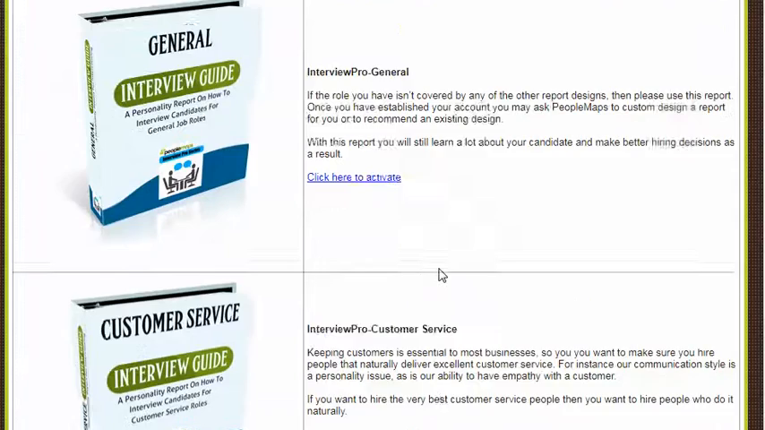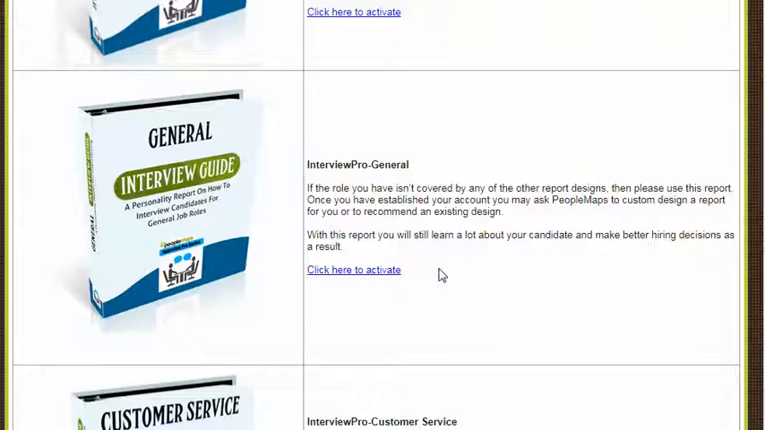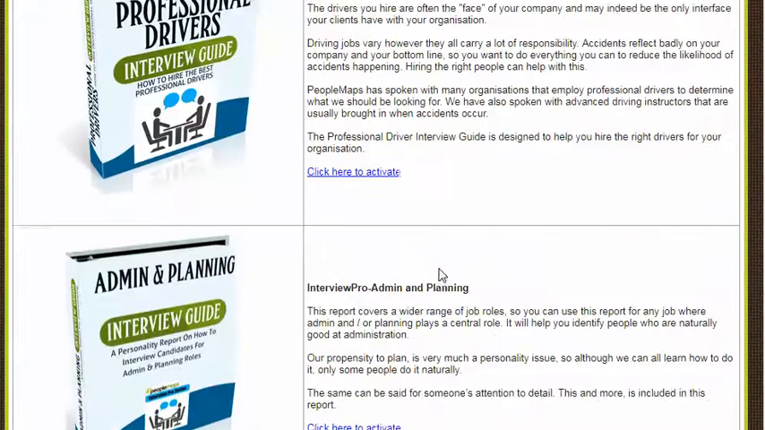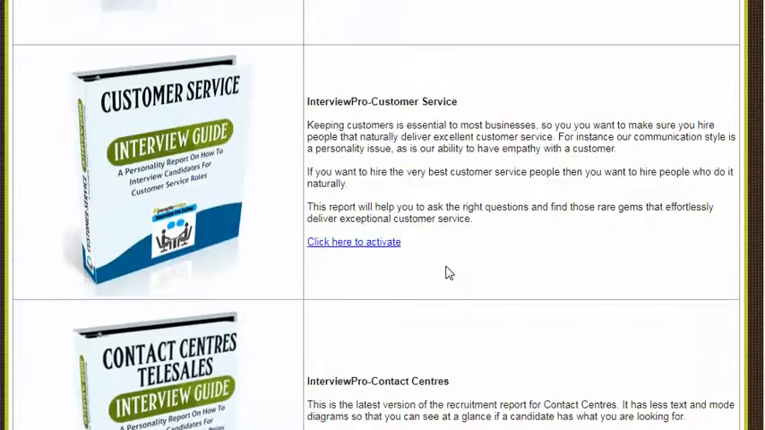So again, generally speaking, if you're not sure, then use the general one. It will give you exactly what you need. It'll certainly be plenty more than if you didn't have any personality report at all. And there's one for customer service, contact centres, care workers. Pretty much we cover the whole gamut of things, so there will be a report for you.